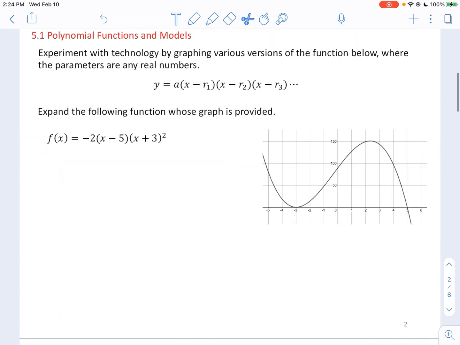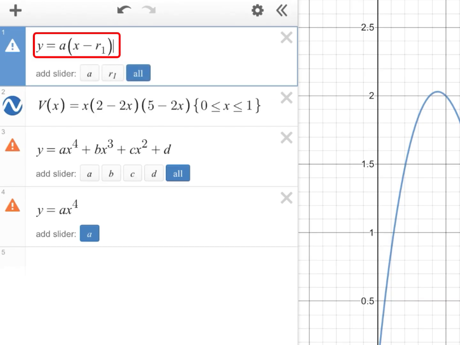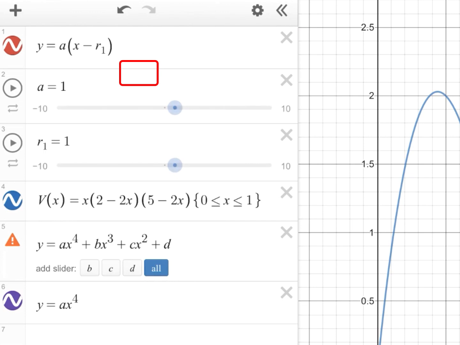We're going to experiment with technology by graphing various versions of the function below, where the parameters are any real numbers. We're going to type this into Desmos, and I typed in a times x minus r1, and it says, would you like to add a slider for these? And I'm going to say yes, add sliders for both.